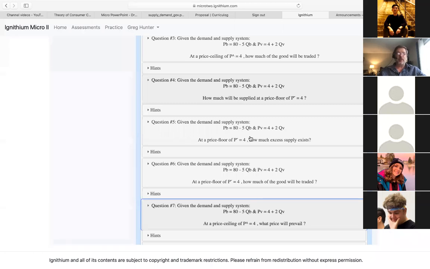And Jacob, do you agree with her that it's non-binding? Yes. Okay. Does anybody disagree? We walked through it. Okay. All right. Thank you, Hannah. Yay, Hannah. And so now we move on to Jacob. So Jacob, how much excess supply exists?